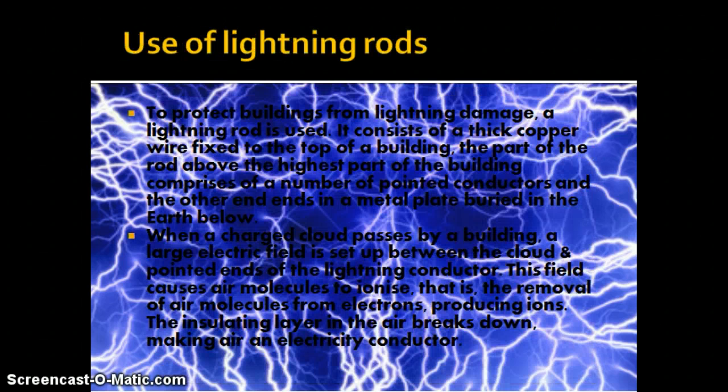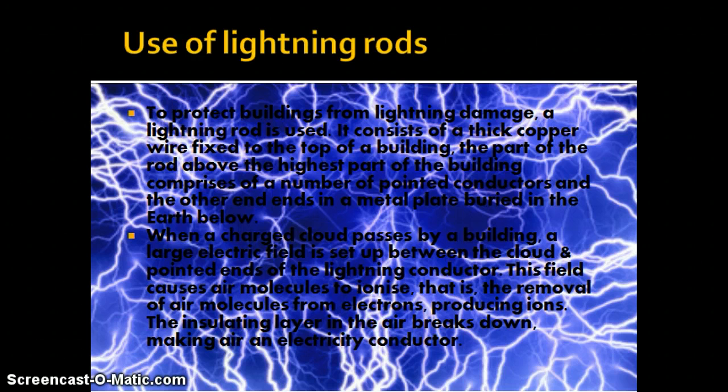Use of lightning rods. To protect buildings from lightning damage, a lightning rod is used. It consists of a thick copper wire fixed to the top of a building. The part of the rod above the highest part of the building comprises a number of pointed conductors, and the other end ends in a metal plate buried in the earth below.